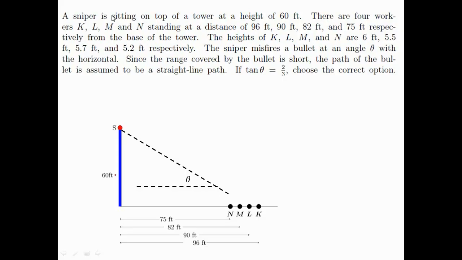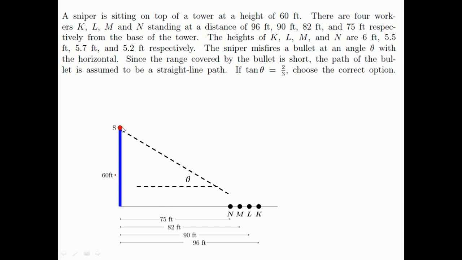Hello. The question is, a sniper is sitting on top of a tower at a height of 60 feet. There are 4 co-workers K, L, M and N standing at a distance of 96 feet, 90 feet, 82 feet and 75 feet respectively from the base of the tower. Heights of K, L, M and N are 6 feet, 5.5 feet, 5.7 feet, 5.2 feet respectively.